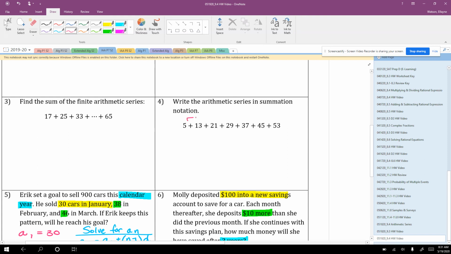So we know that this is increasing by 8, right? So we know that d is equal to 8. We need to find the explicit rule. And so to do that, we say a of n is equal to a sub 1 plus n minus 1 times d. So a of n is equal to the first term, which is 5, plus n minus 1 times the difference, which is 8. And then we're just going to simplify that.